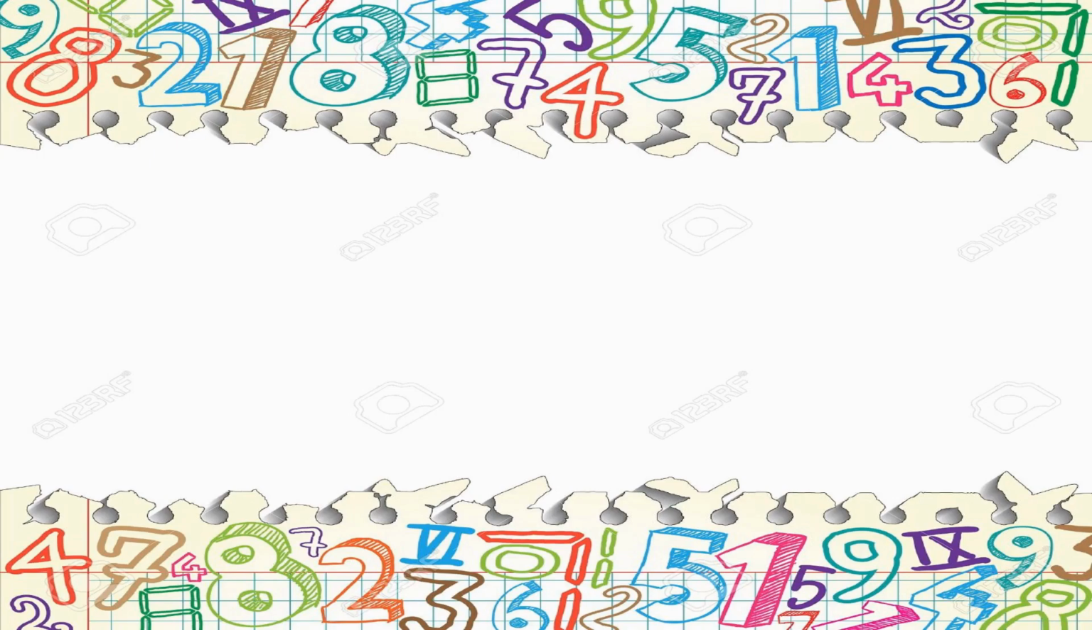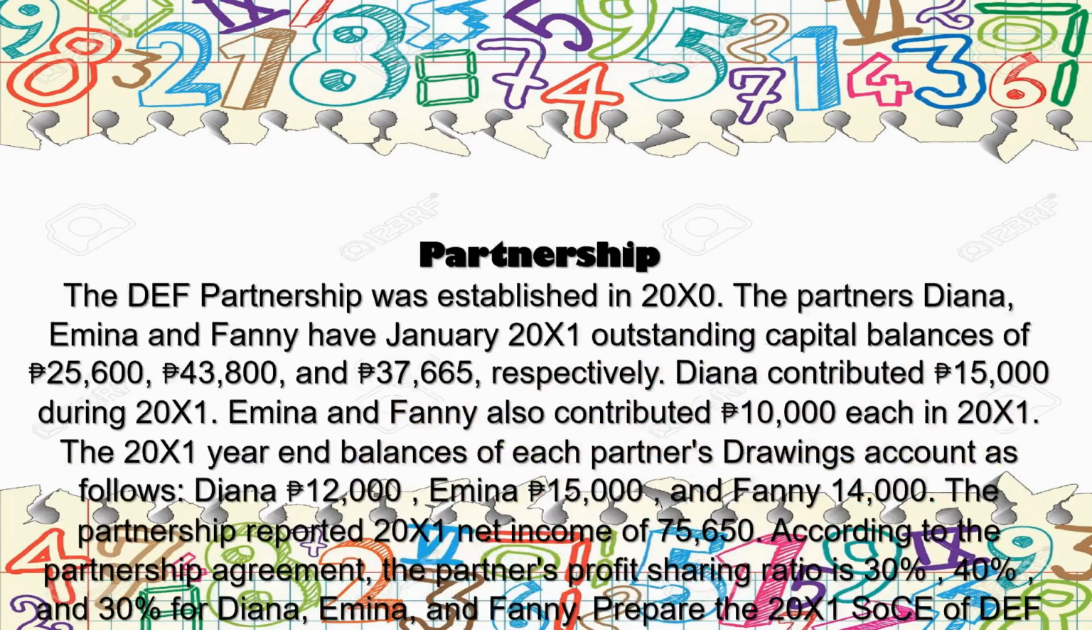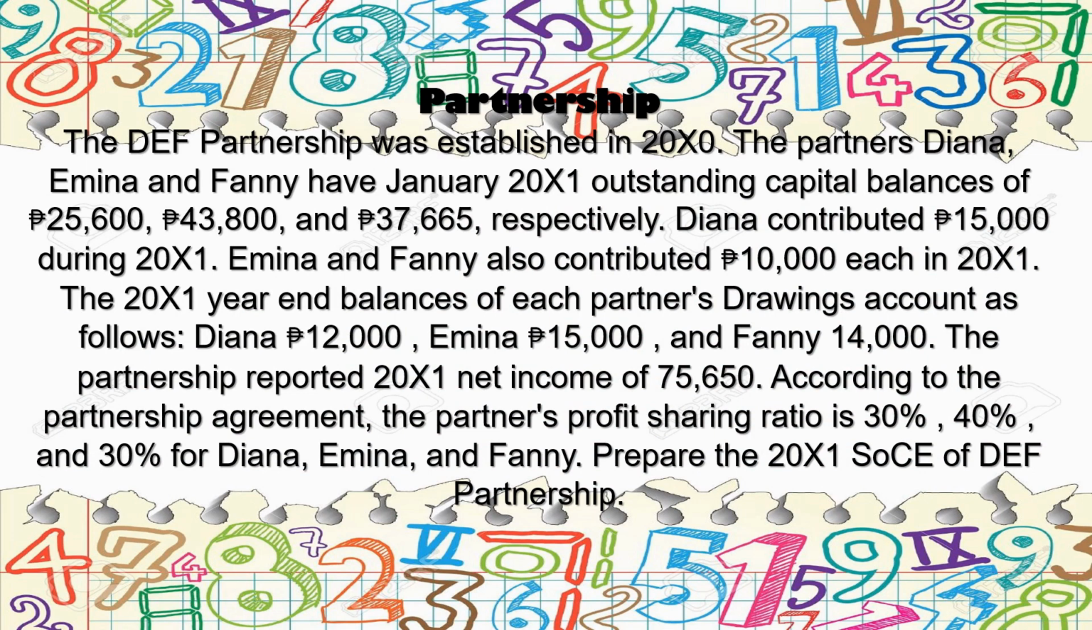So let's move on to the partnership. The DEF partnership was established in 20X0. The partners Diana, Emina, and Fanny have January 1, 20X1 outstanding capital balances of 25,600 pesos, 43,800 pesos, and 37,655 pesos respectively. Diana contributed 15,000 during 20X1. Emina and Fanny also contributed 10,000 each in 20X1.